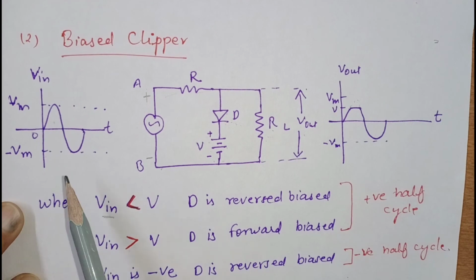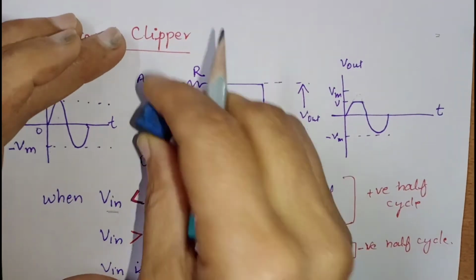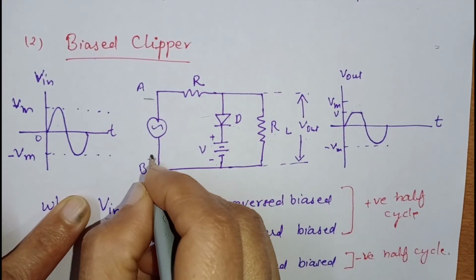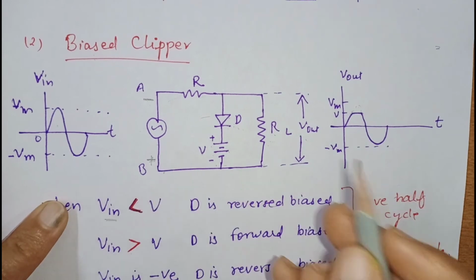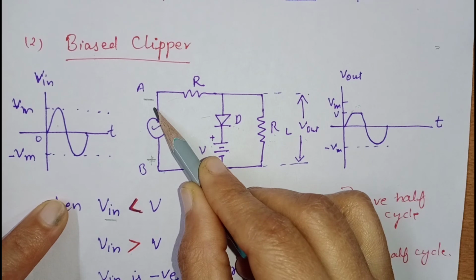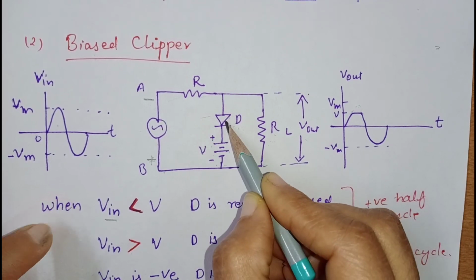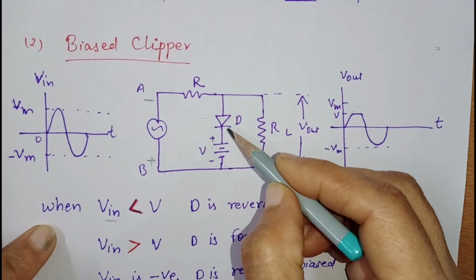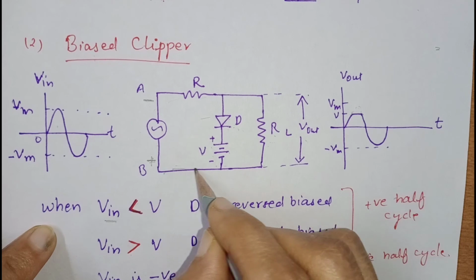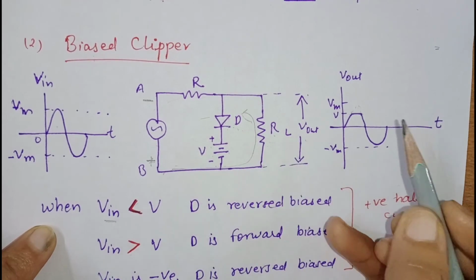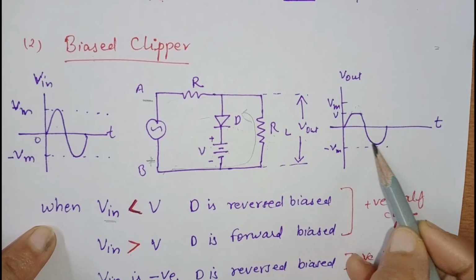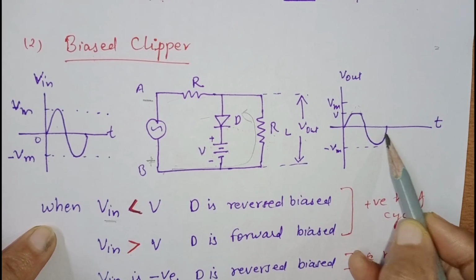Now during the negative half cycle, the terminal A is negative with respect to terminal B. In this case, this diode is reverse biased because the P region is connected to the negative side. As the diode is reverse biased, it will act like an open switch and the current will follow this path through this one. There will be a voltage drop across this RL and we will get the full negative half cycle at the output.